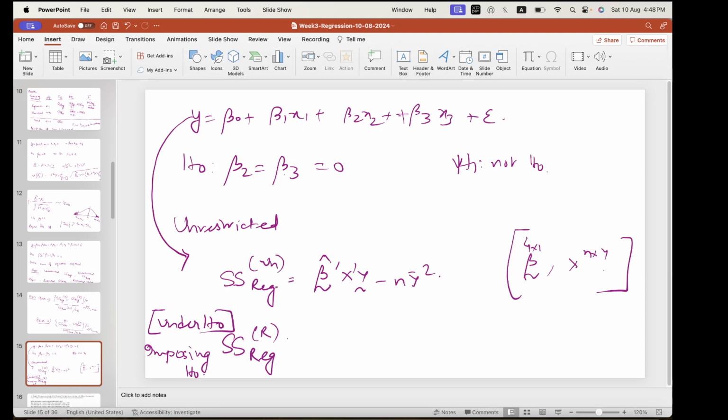So SS due to regression in that sense would be beta star prime X star prime y minus n y bar square. So in this case, this will be X star. So in this case, beta star would take dimension 2 cross 1. Okay, and X star will also be n cross 2.